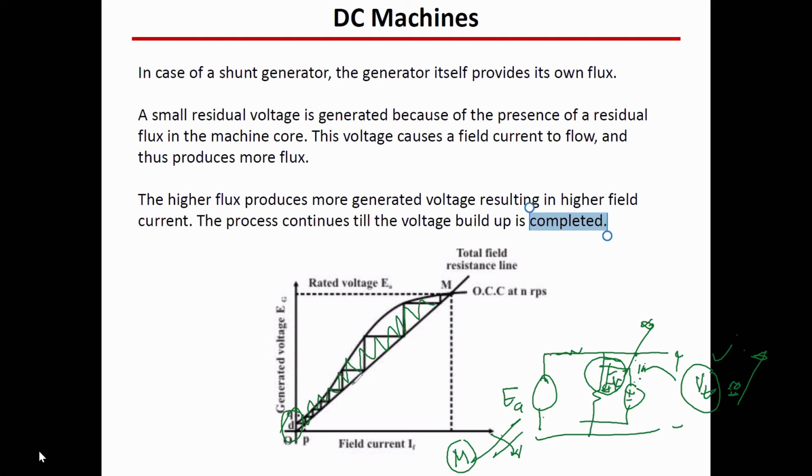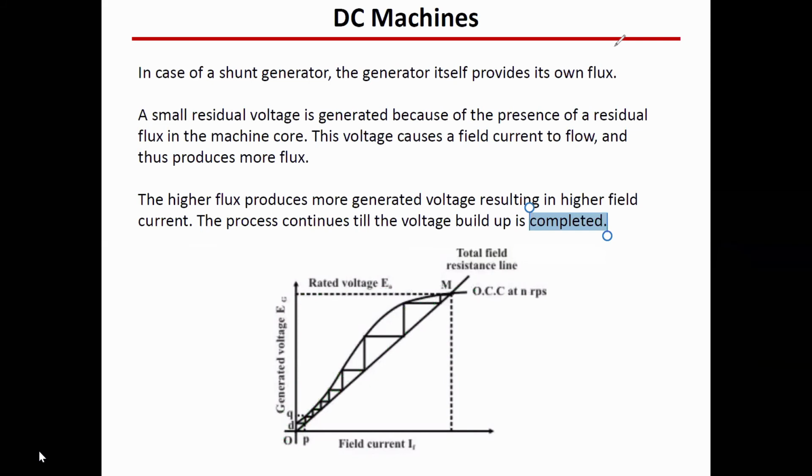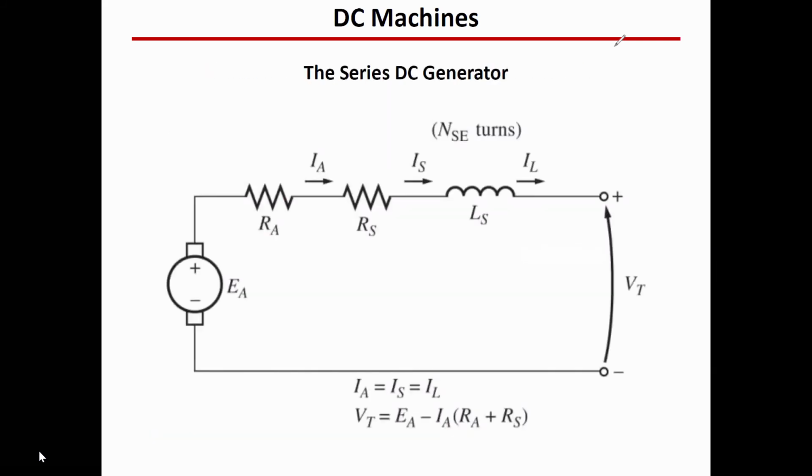You start with a small field current, either using a battery or using the residual flux inside the machine. This small current will generate a small magnetic field. This small magnetic field will generate small voltage. This small voltage now will generate more field current. And it's a loop. Okay? From IF, flux, voltage, after that more IF. And it goes on and on till you reach the rated voltage here. So this is called the build-up characteristic of the shunt generator.